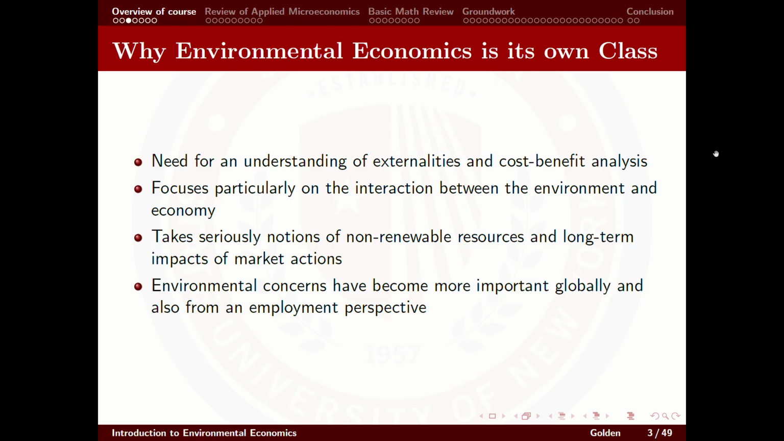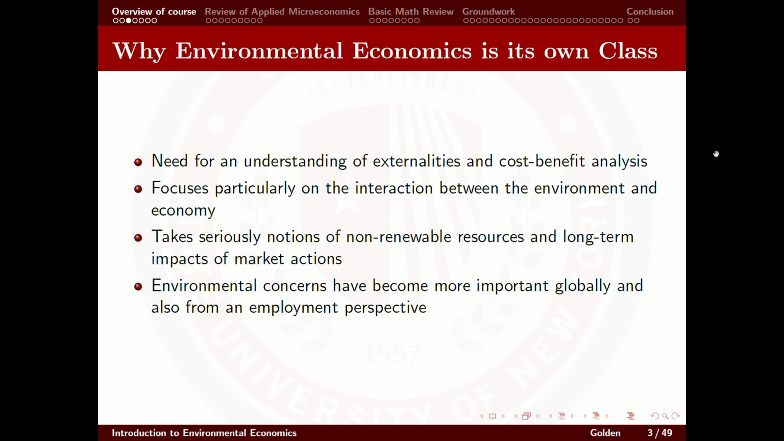So why is environmental economics its own class? I think this is a question that anything that's not econometric theory or microeconomic theory or macroeconomic theory has to answer. Why can't these questions be answered just using the straight up tools from macro theory and micro theory? And the answer is, we need an understanding of externalities and cost-benefit analysis.